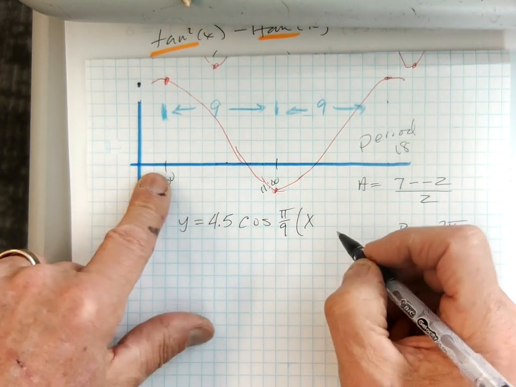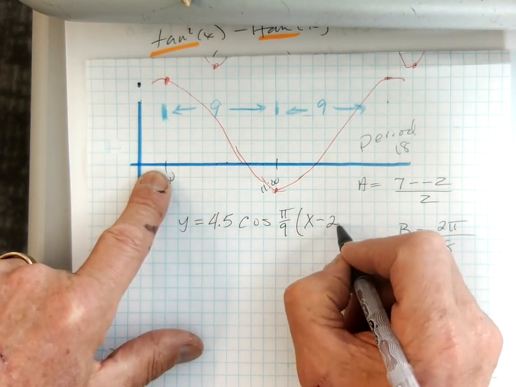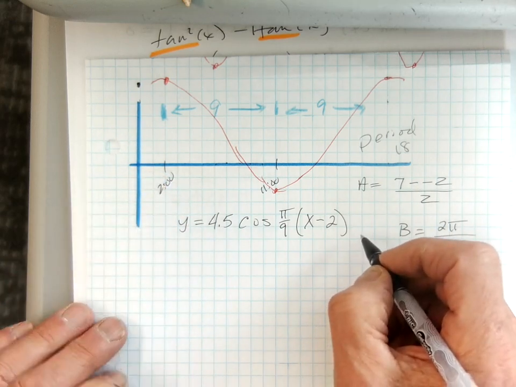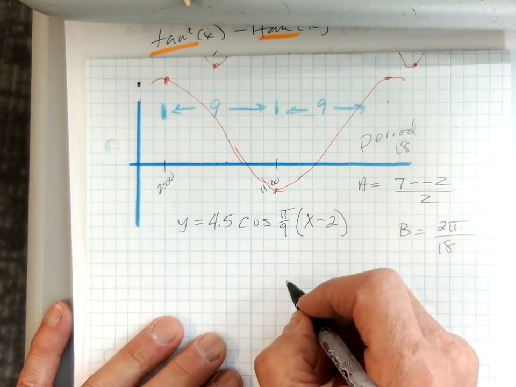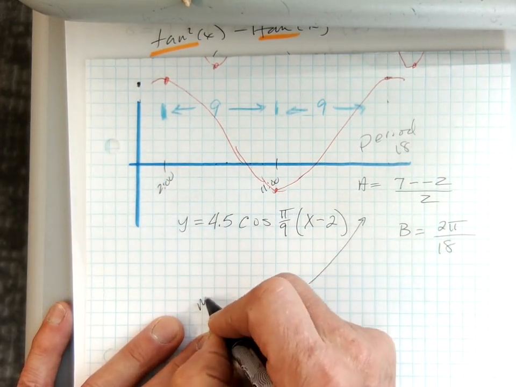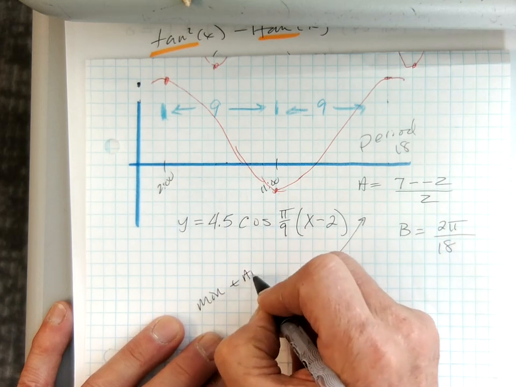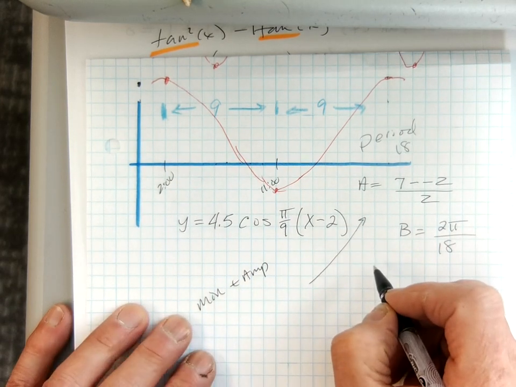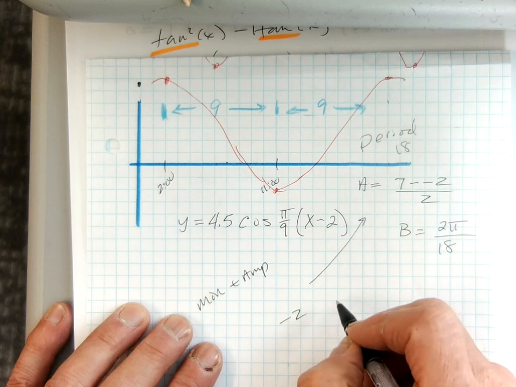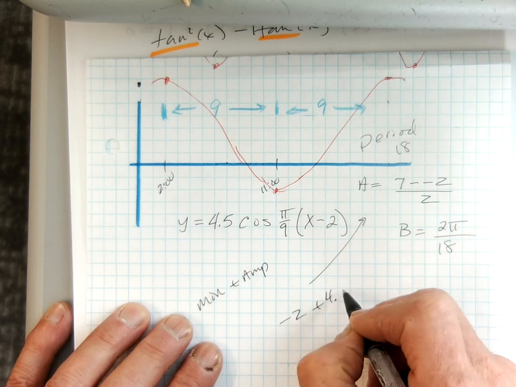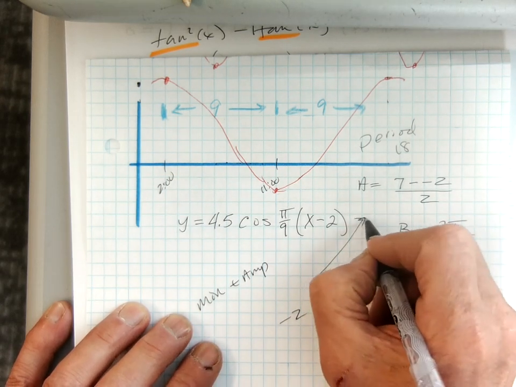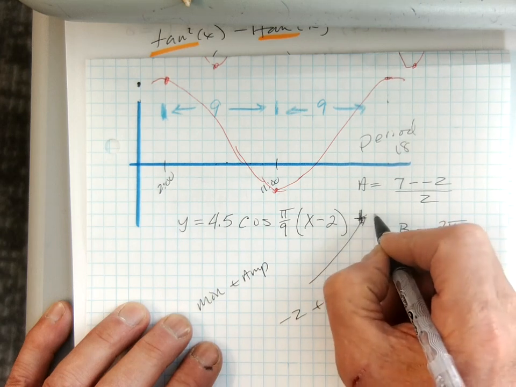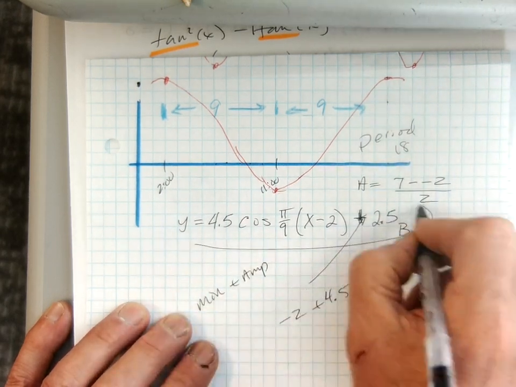I start at 2 o'clock, so x minus 2. Now the whole tide has been moved up. How much? What is this number? Well, this number is going to be the minimum plus the amplitude. The minimum we know is -2, and the amplitude is 4.5. So this number is going to be plus 2.5. There's my equation.